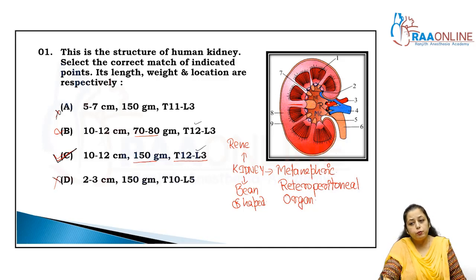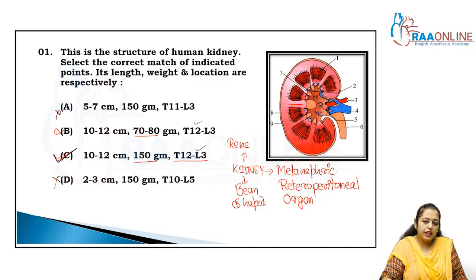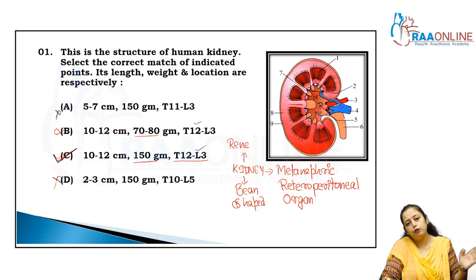That pelvis opens into the hilum, right, and that hilum is the portion from where the blood vessels and nerves enter and exit the kidney, right. That hilum is continued in the form of the ureters, which carry the urine after the formation of the urine, right.